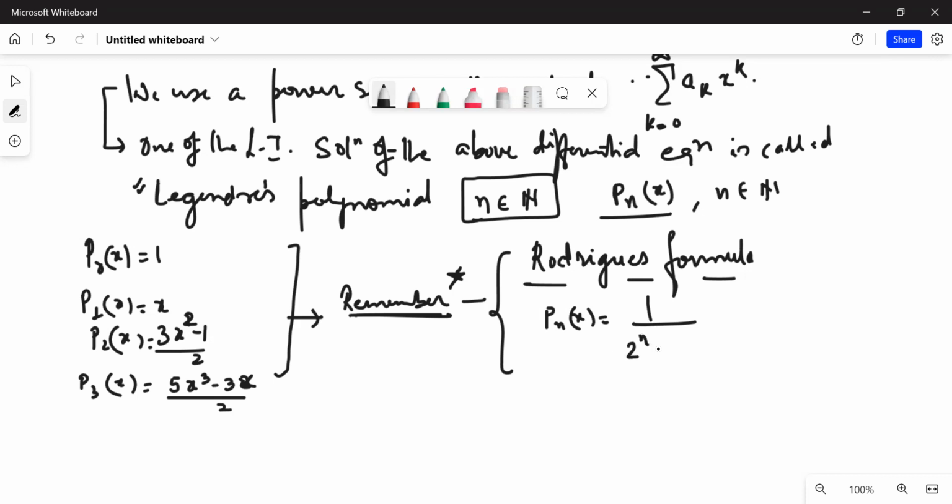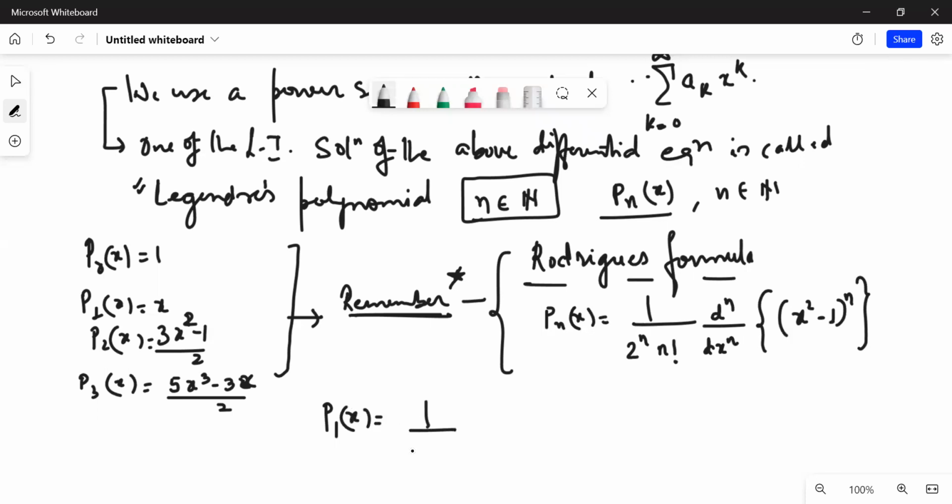2 to the power n, n factorial, times d^n/dx^n of (x² minus 1) raised to the power n. So for example, you want to generate P_1(x). What you need to do is just replace these things here. So this is simply d/dx of (x² minus 1), and this will give you x instantly, because x² minus 1 when differentiated gives 2x, and the 2 is here, so it will give you x. I hope it is quite clear.